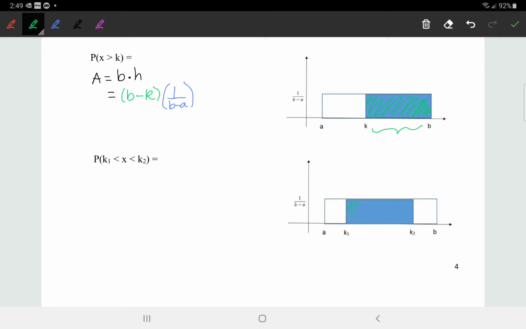We can also look for what happens if the probability is going in between two constants. We'll call them k1 and k2. Again, we just need to find this base. The area is the same thing as the probability. It is base times height. So now this base goes in between k1 and k2. So the base is the value of k2 minus k1, and the height stays the same, 1 over b minus a.